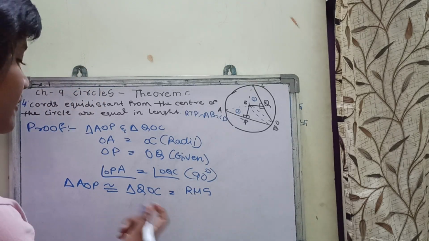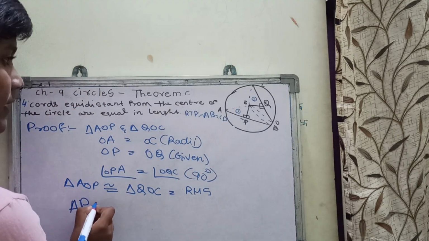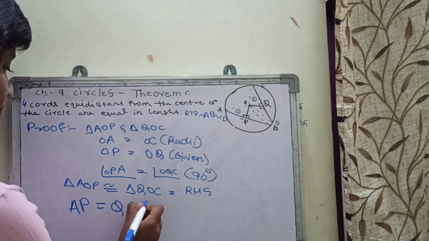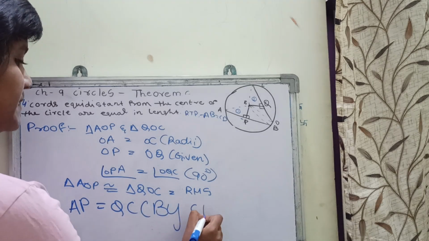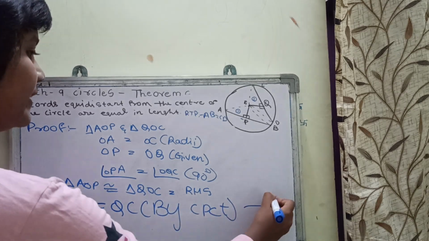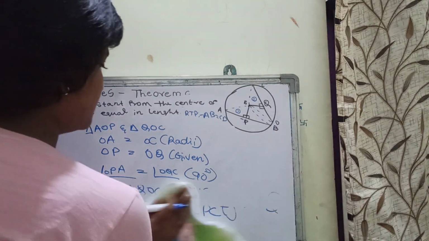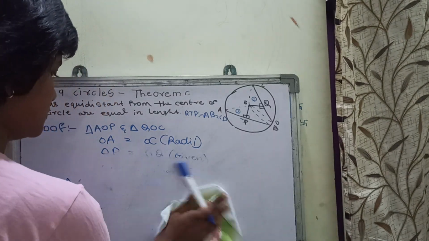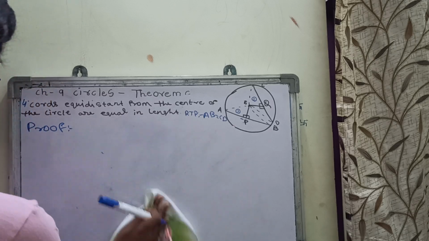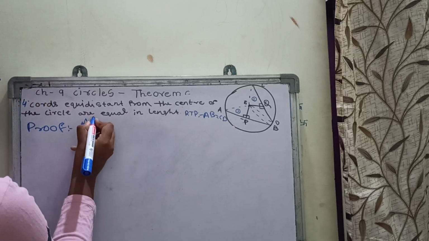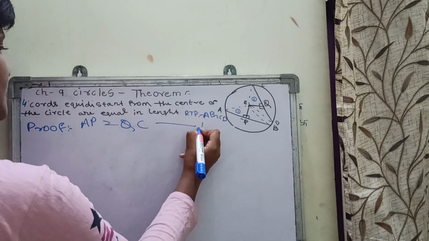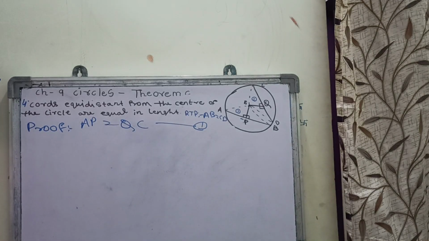After proving, what can we say? AP is equal to QC by CPCT. Take it as equation 1. This is important, so I am writing it again. AP is equal to QC.